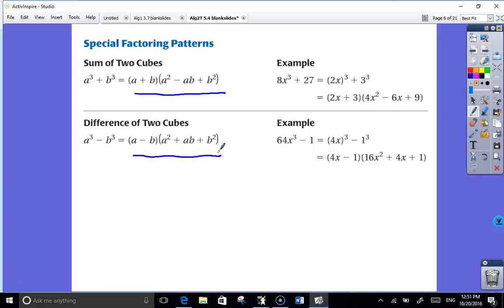The next thing is that notice the binomial, if it's the sum of cubes, meaning a plus there, then the first factor, the binomial, is also a sum. Plus matches plus.